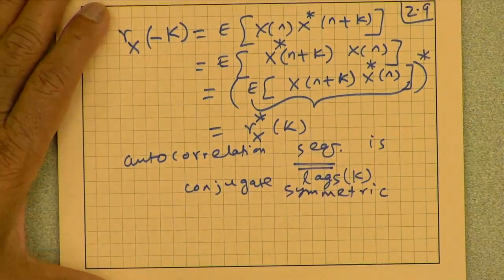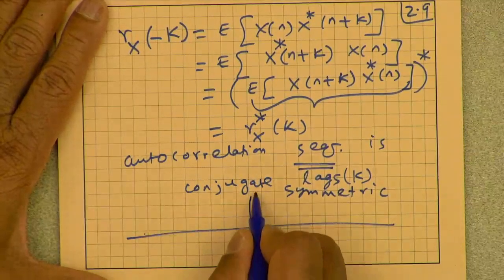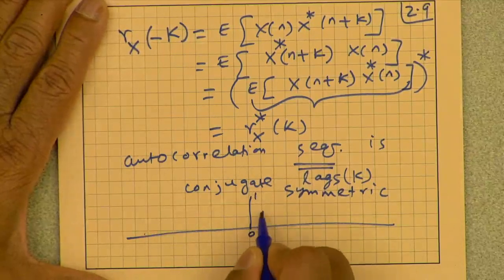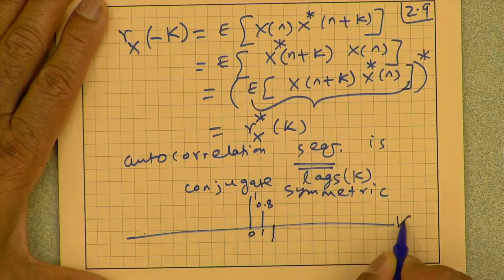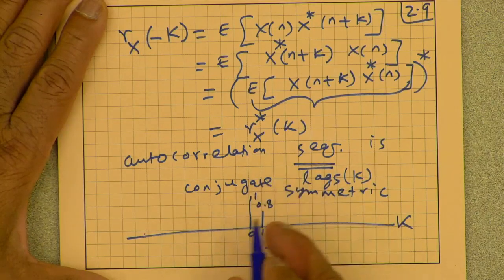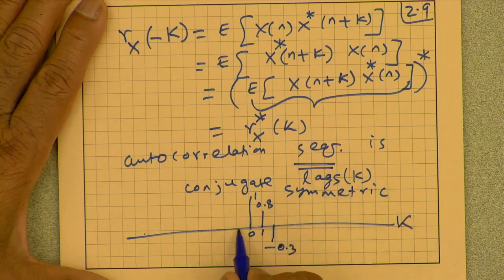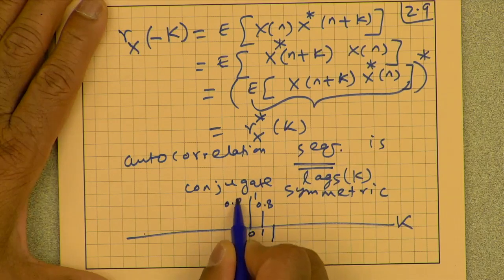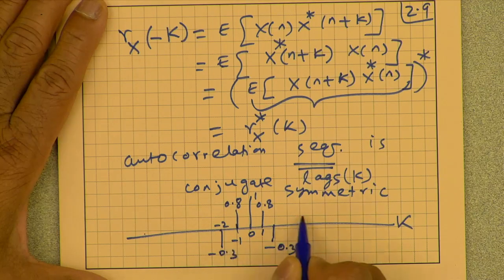And for real signals, that's just symmetric. There is no conjugate involved. So if I tell you the Rx of 0 is 1, and this one is 0.8, and this is lag k, this is minus 0.3, then this is a real signal, so you can say that it's symmetric. Conjugate symmetric is the same as, even though I didn't tell you what minus 1 is, you know that's 0.8 because it's symmetric. I didn't give you minus 2, but that's minus 0.3.